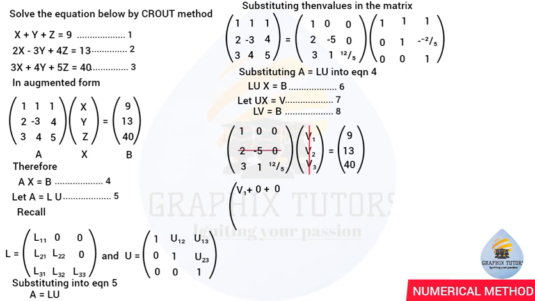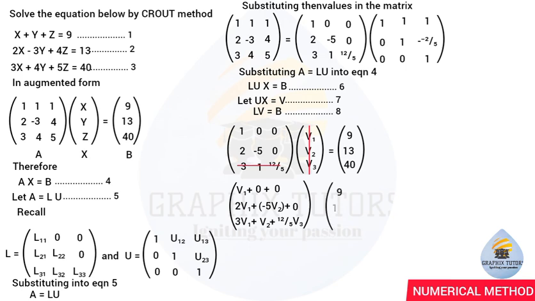We have 2 times V1 is 2V1, plus minus 5 times V2 gives you minus 5 V2, plus 0 times V3 is 0. Go to the third row, we'll be having 3 times V1 is 3V1, plus 1 times V2 is V2, plus 12 over 5 times V3 is 12 V3 over 5, right?